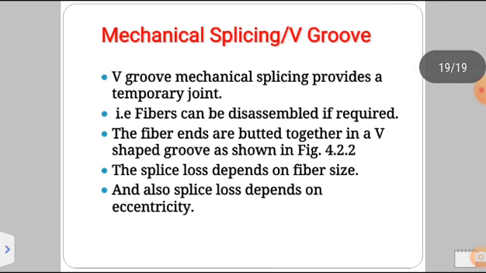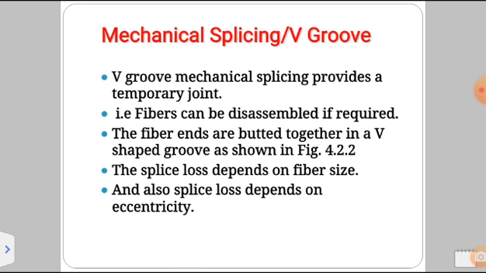Next, some more information about this. V-groove mechanical splicing provides a temporary joint. As I mentioned, it is temporary, for testing and laboratory purposes. The fibers can be dismantled or disassembled if required. So you can keep it for just 15 days or 1 month, and later you can remove it, but it's not a permanent structure. In most practical cases, a permanent structure and splicing is better for outdoor use, and these can be used inside buildings.